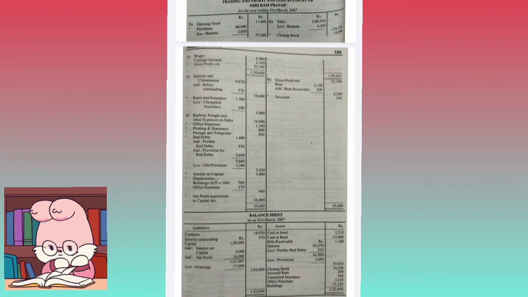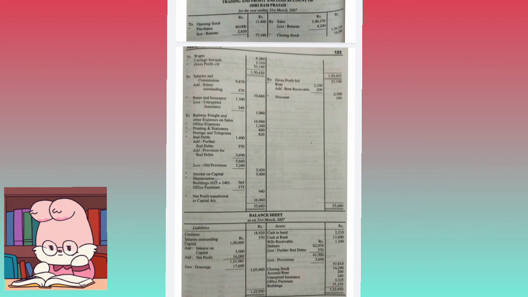Railway freight and other expenses on goods sold means it will come on the debit side of the P&L account. Okay, 16,940. Office carriage inwards, debit of the trading account. Office expenses, printing and stationery, postage and telegrams, debit side of the P&L account. Sundry debtors we have taken already in the asset side of the balance sheet. Sundry creditors, liability side of balance sheet. Cash at bank and cash in hand, that is an asset, so take to the balance sheet.